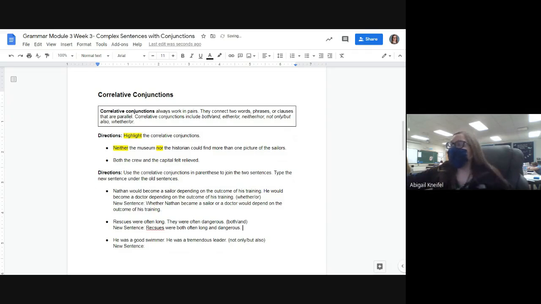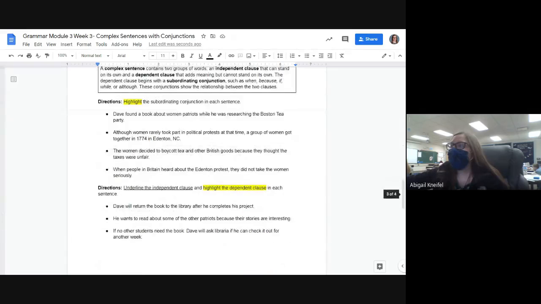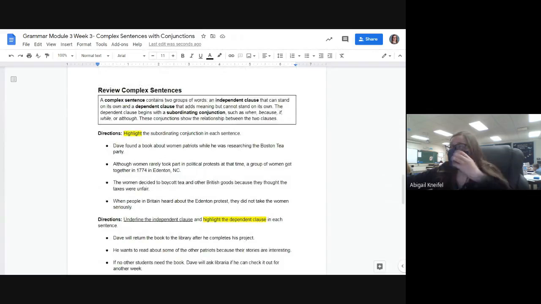Okay, so it literally gives you the correlative conjunction it wants you to use. It's so nice. It gives it to you, and you just have to retype the sentence. And your new sentence goes underneath the old sentence. Look, you only have 1 left of those because Mrs. Kneifel's so nice. And the next one, you are just reviewing what we've already done. So you have to highlight the subordinating conjunction in each sentence.